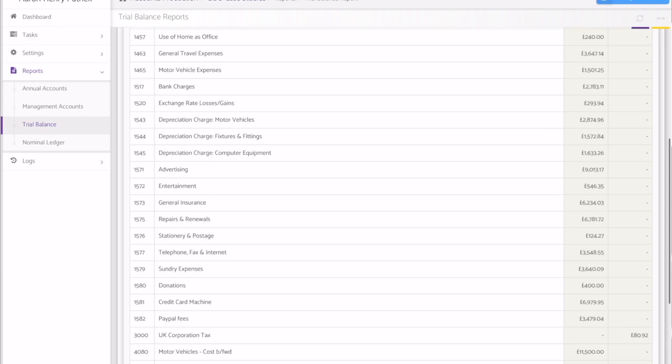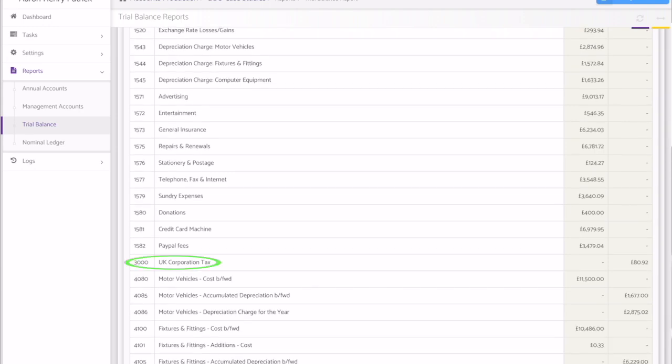Hopefully you can see why debits and credits are so important. So our trial balance is made up of two elements. Everything in this particular trial balance above the 3,000 number here, where it says UK corporation tax, everything above that line is what we call our profit and loss account, our income statement, and everything below that will create our balance sheet or statement of financial position.